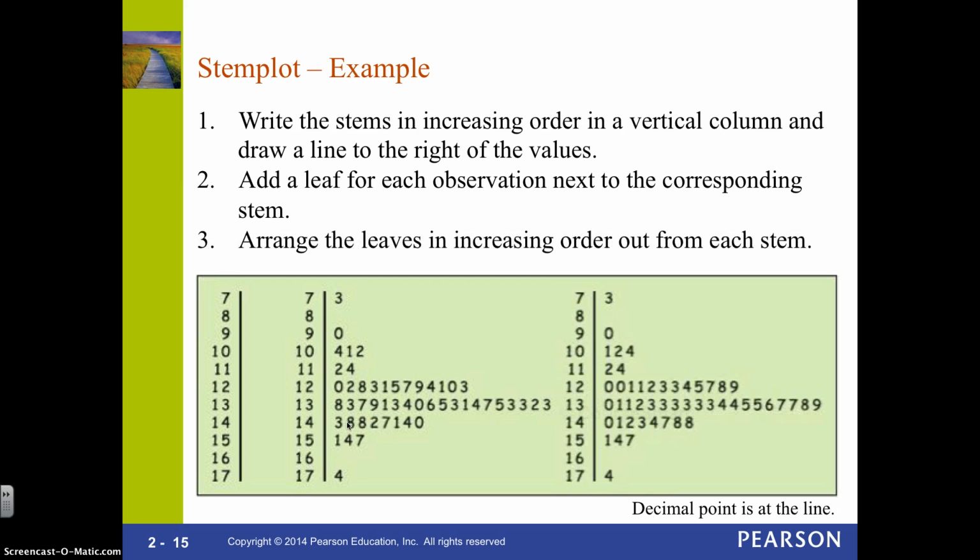And then the last step is, it's easiest if you arrange them in order. So you can actually see Alaska here as an outlier at 7.3% of their population being 65 or over, and Florida is an outlier on the other end at 17.4%. And down here, you notice I said decimal point is at the line. That's just so I know that it's 7.3, and 9.0%, and so on all the way down through.